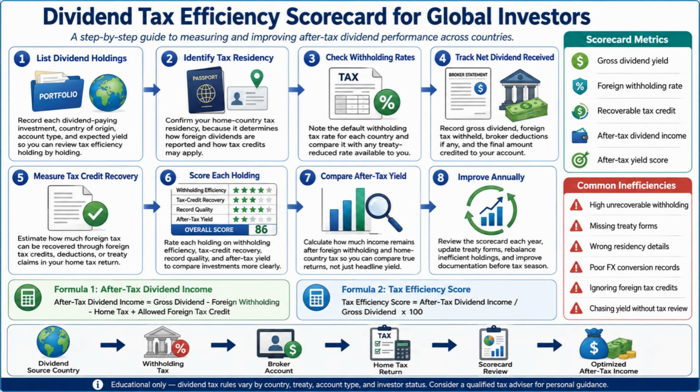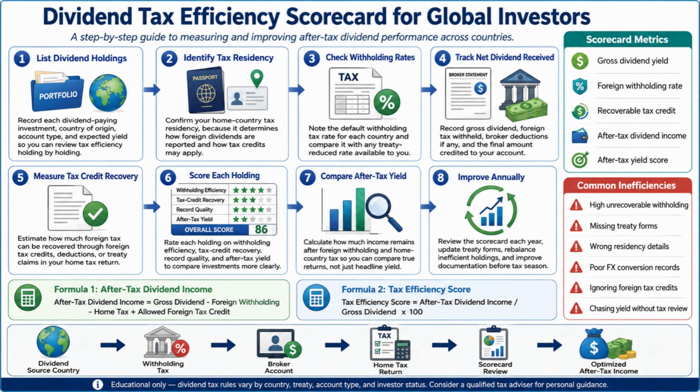A useful formula is: after-tax dividend income equals gross dividend, minus foreign withholding, minus home tax, plus allowed foreign tax credit. This shows that your true dividend income depends not only on what the company pays, but also on what you keep after tax. Another helpful formula is: tax efficiency score equals after-tax dividend income divided by gross dividend, multiplied by 100. This score helps investors compare dividend holdings more clearly across countries, accounts, and tax situations.